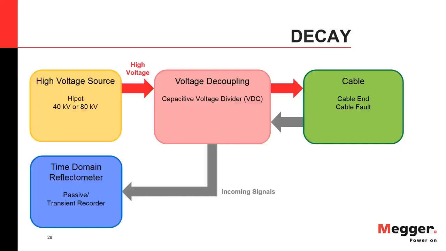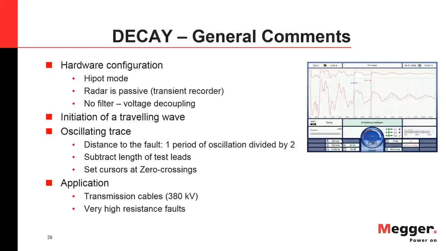It needs more know-how. What are you doing? You're using the high pot to charge the cable up. As soon as you reach the breakdown voltage or ignition voltage, the fault is flashing over and you have a traveling wave, and now you're decoupling the voltage with the capacitive voltage divider. You're getting an oscillating trace. Again, it looks a little bit different, but it's the same.